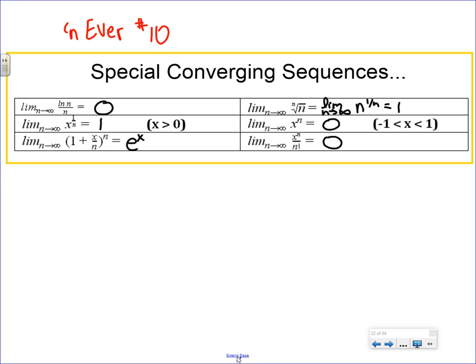But for all positive x's to the 1 over n, well, 1 over infinity would be 0, anything to the 0 is 1, that makes sense. Careful. I can make quite a few things make sense that are wrong. Ooh. Life lesson for college?